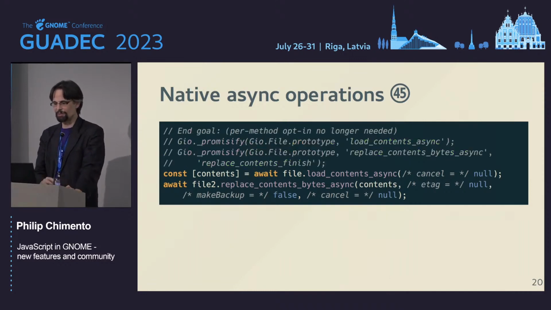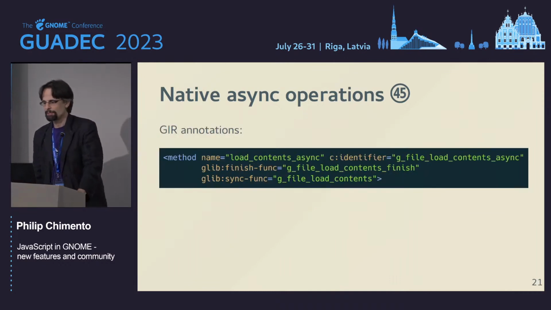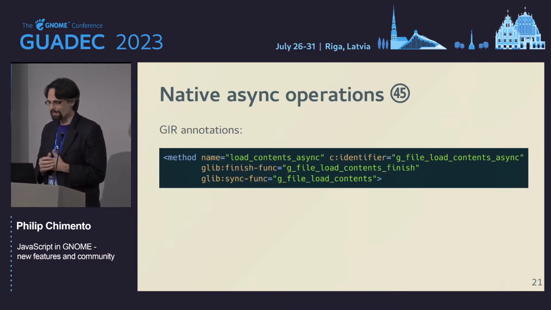So really, all we want to do is just the same thing, only you don't have to opt in for each method. It just works. And you could just comment out or delete these _promisify lines. So what the _promisify does is tie the start and finish functions together, and it relies on you, the programmer, to provide that information. Like what's the async function, what's the finish function? In order for it to be done automatically, we need to get that information from GObject introspection annotations.